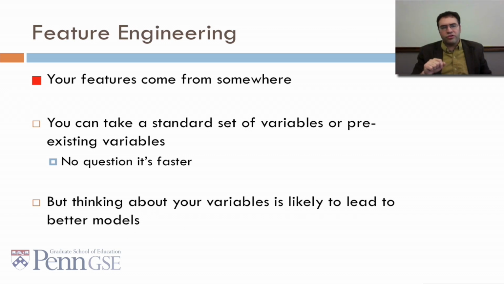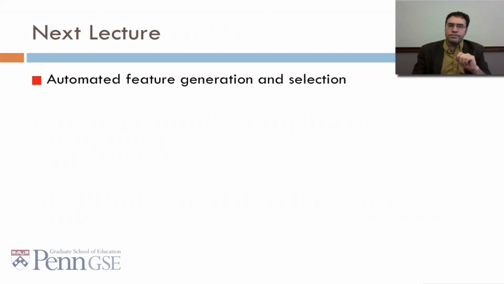One other thought on feature engineering. Your features come from somewhere. You can take a standard set of variables or pre-existing variables, and there's no question that's faster than engineering things. But thinking about your variables is likely to lead to better models. So in the next lecture, we're going to talk about the opposite of feature engineering, automated feature generation and selection.